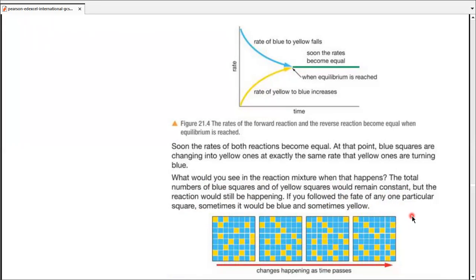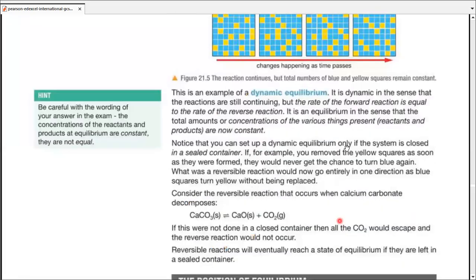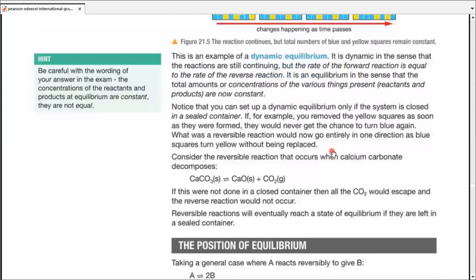From a third-party observation, it sometimes seems that nothing is happening. Actually, that's not true. Change is happening, but both the changes are occurring at the same rate, so it seems like nothing's happening. All right? We call this example a dynamic equilibrium.